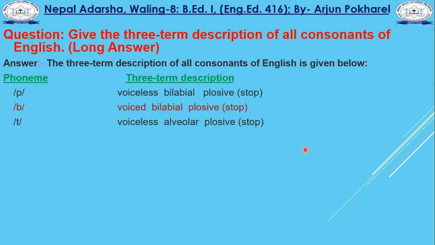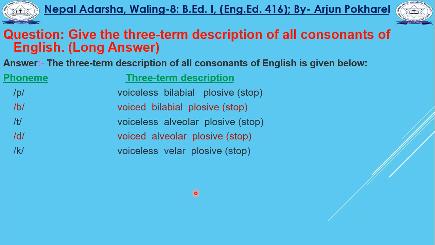So ta is what? Ta is voiceless alveolar plosive, and da is voiced alveolar plosive or stop. The difference between ta and da is only voicing, just like pa and ba. One is voiceless, another is voiced. Here it is alveolar plosive and here alveolar plosive, and in pa and ba it is bilabial plosive. The only difference lies in voicing.